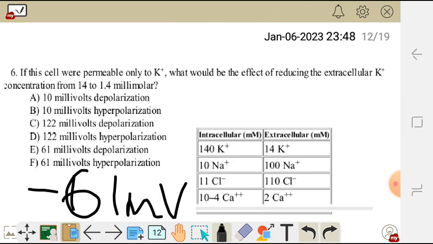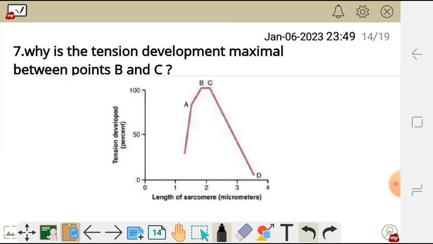So we have seen that it has moved from negative 61 and it is now negative 122, meaning the answer is D. It is 122 millivolts hyperpolarized. Why? Because it has become more negative, so it has been hyperpolarized. Move on to question 7.